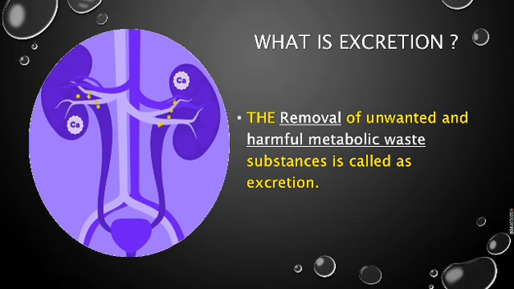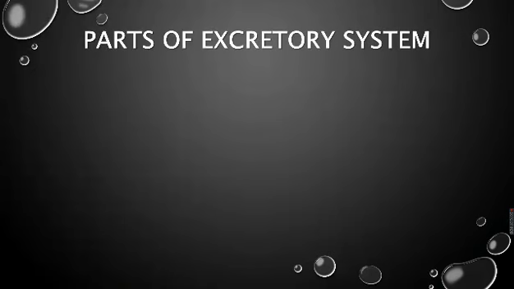So the yellow dots which you can see on the screen are being removed. So these are the nitrogenous or the harmful metabolic waste. So the harmful metabolic waste consists of urea, then nitrogenous waste, then sweat. So it is being removed from our body, which is very harmful to our body.